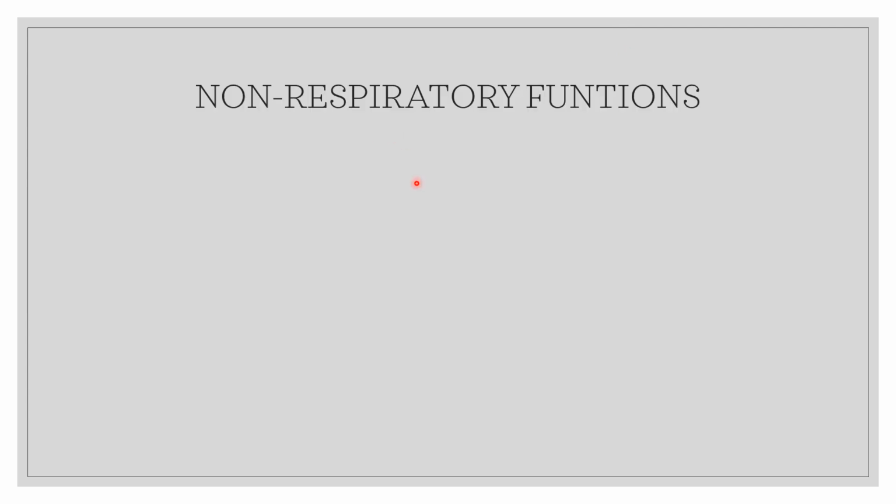Now we know the major respiratory functions of the respiratory system, that is gaseous exchange and regulation of blood pH, but the lung also has some non-respiratory functions. One is the left ventricular reservoir. The entire cardiac output from the right ventricle is pumped into the pulmonary circulation, and due to their high compliance or stretchability, pulmonary vessels normally accommodate about 0.5 liter of blood at any given time. So it serves as a reservoir for left ventricular filling.